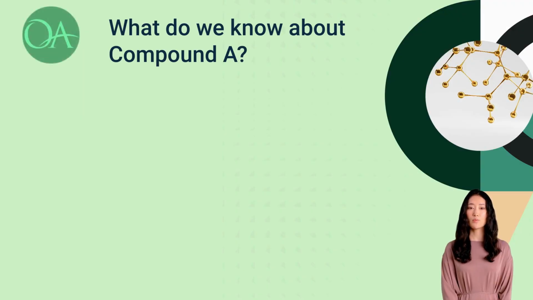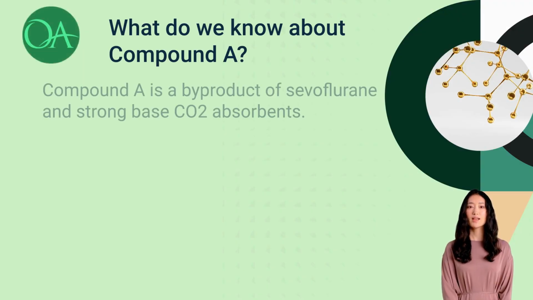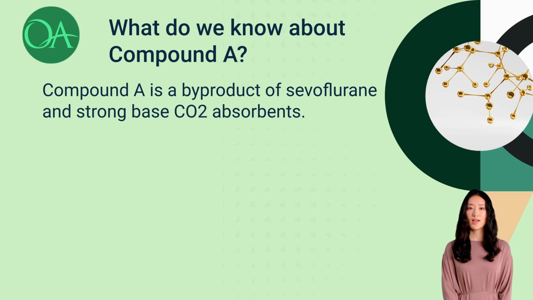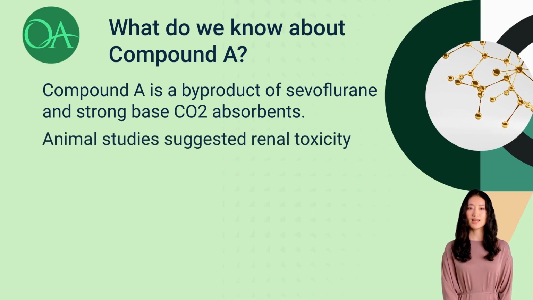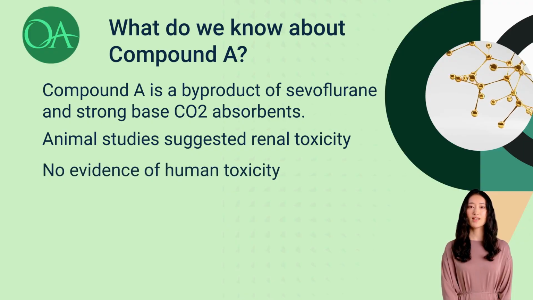What do we know about Compound A? Compound A is a byproduct formed when sevoflurane, an inhalational anesthetic, reacts with strong bases in CO2 absorbents used in anesthesia machines. Chemically known as trifluoromethylvinyl ether, Compound A is produced when sevoflurane degrades in the presence of strong bases like sodium hydroxide or potassium hydroxide. Animal studies, particularly in rats, indicated that Compound A could cause renal toxicity. Current clinical evidence does not support significant renal toxicity in humans.